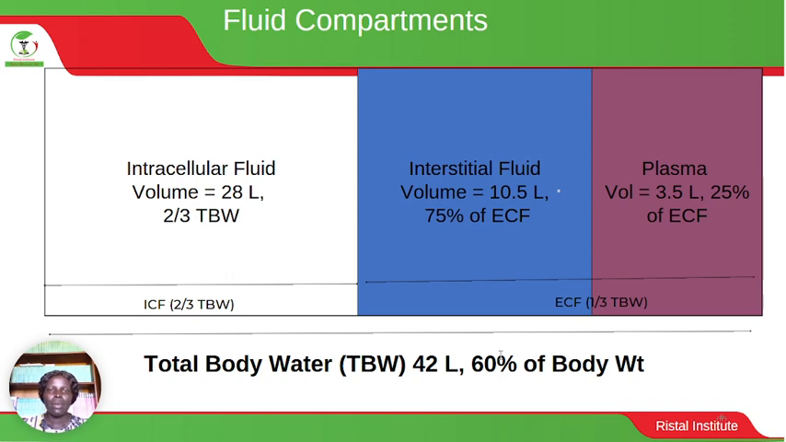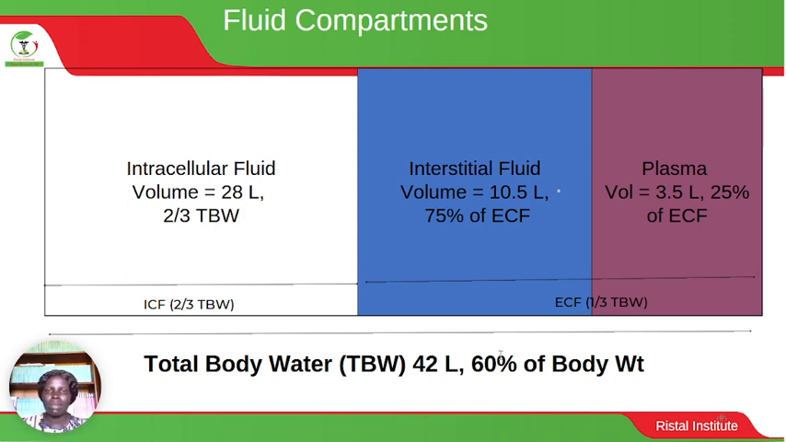So right there, we have a table which stipulates clearly the fluid compartments. We have the intracellular fluid; we said the volume is about 28 liters and it makes 2/3 of the total body water. Then we have the interstitial fluid. The volume is 10.5 liters and it makes up 75% of extracellular fluid.